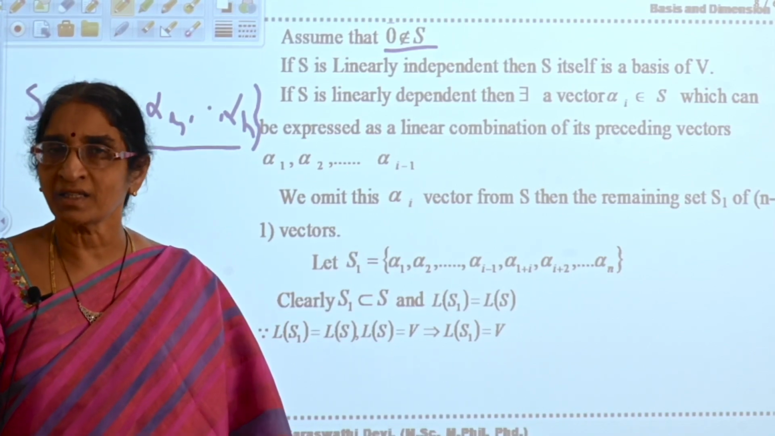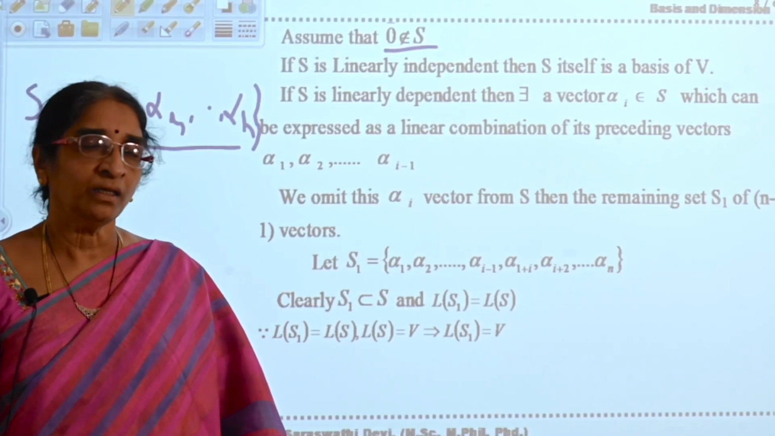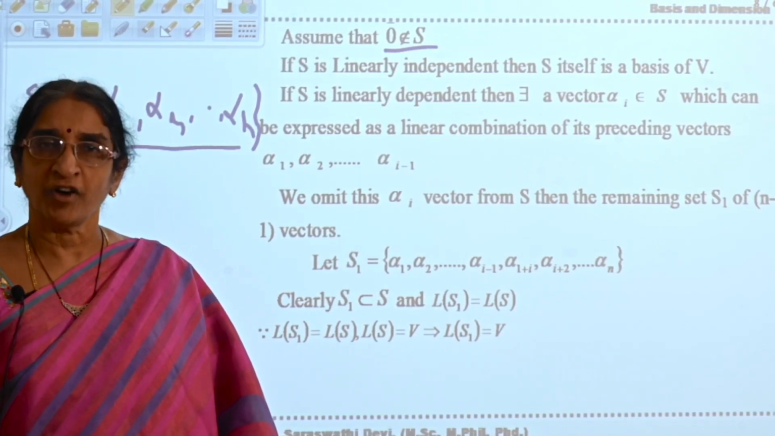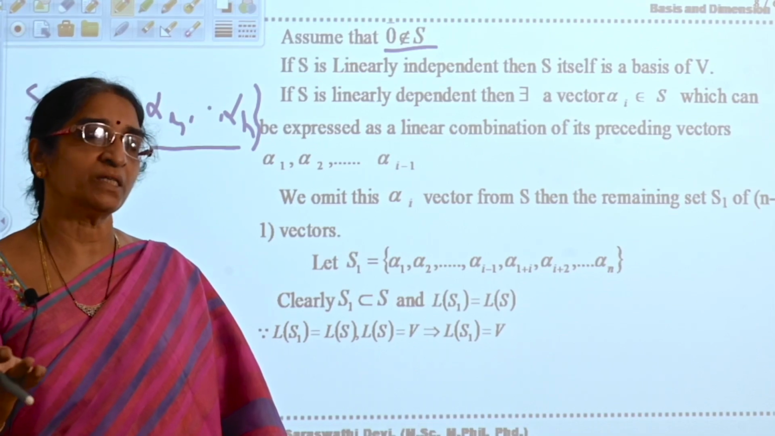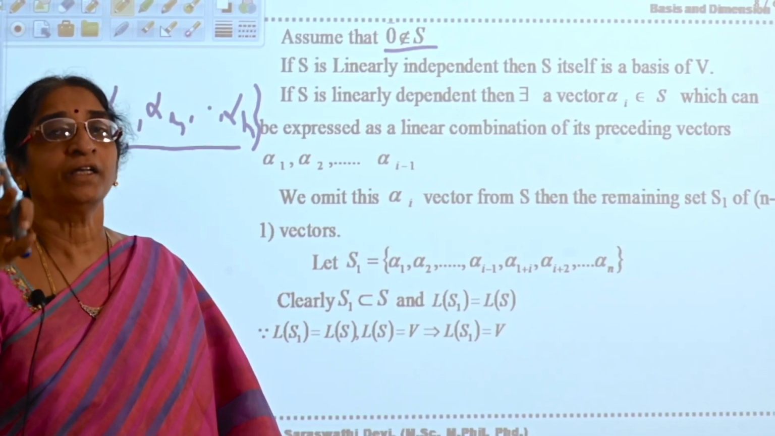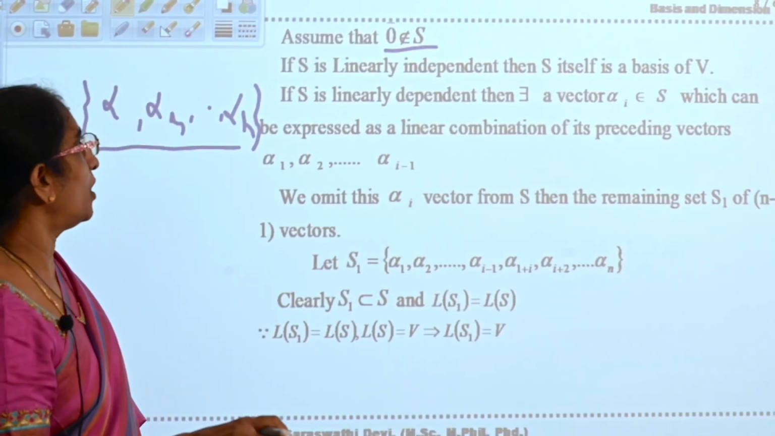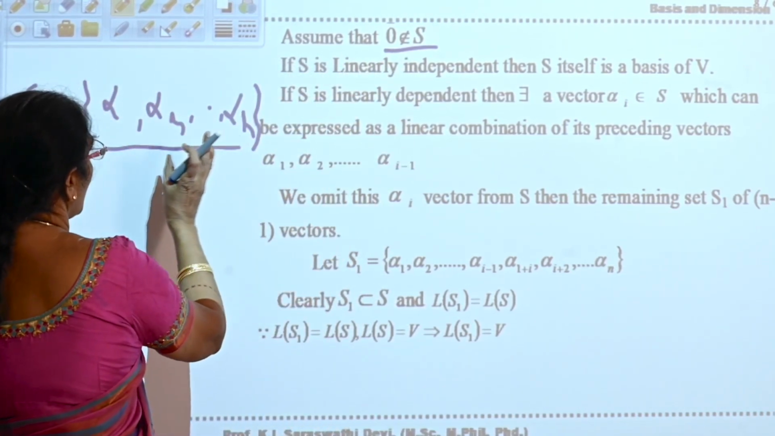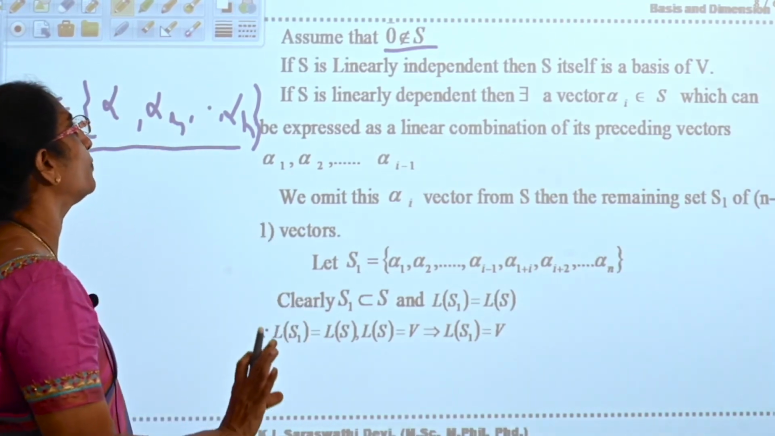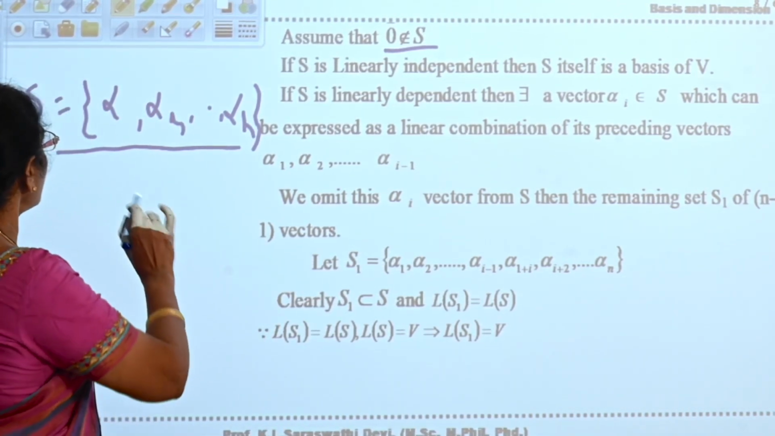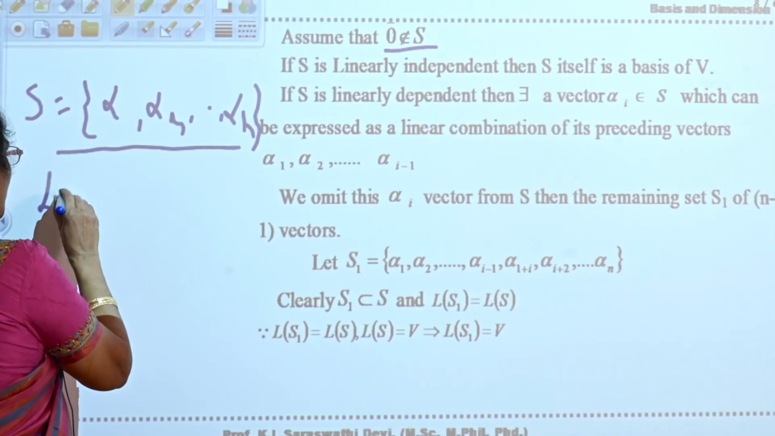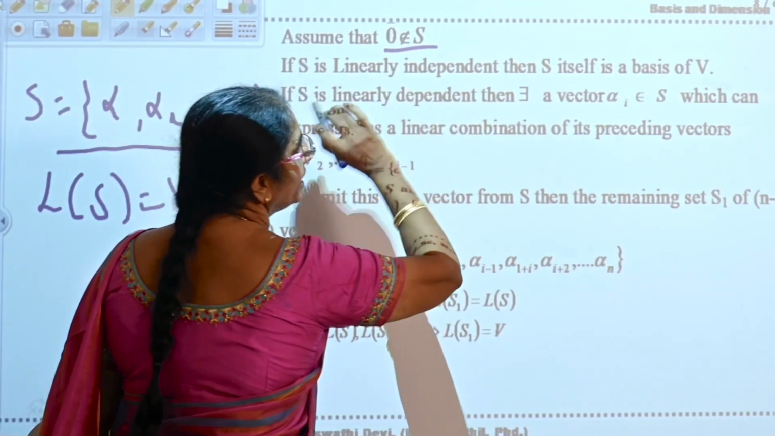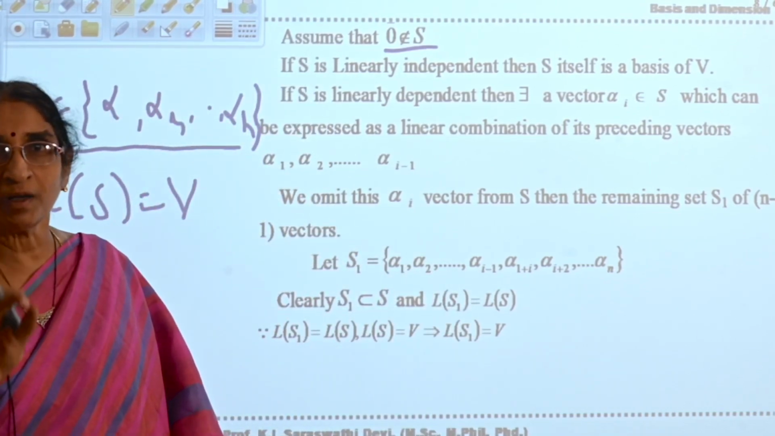If S is linearly dependent, then you are not able to say that it is a basis, because according to the definition of basis, S should be linearly independent. Now assume 0 does not belong to S, that is, none of these alphas is 0. L of S is equal to V. If S is linearly independent, then S will be a basis.